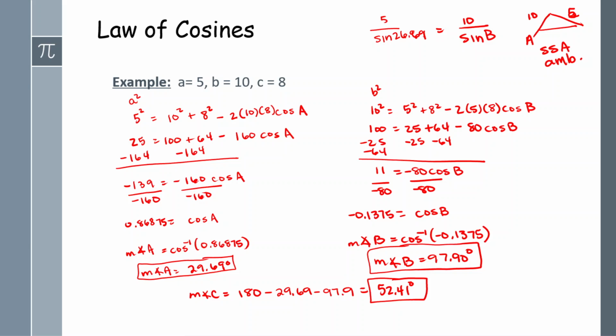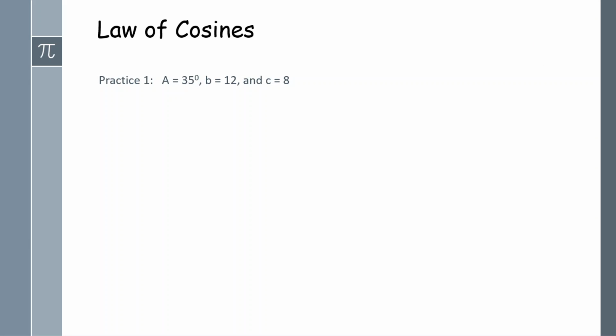Okay, now this same sort of thing would work if you knew, instead of knowing side A, you knew angle A. It would work exactly the same way. I just wouldn't end up having to do inverse cosine. But I would find side A first, and then I would go and find my missing angle. Okay, so go ahead and try this practice problem. You can pause the video for a minute and try it out on your own, and then come back and see if you got the solution right.